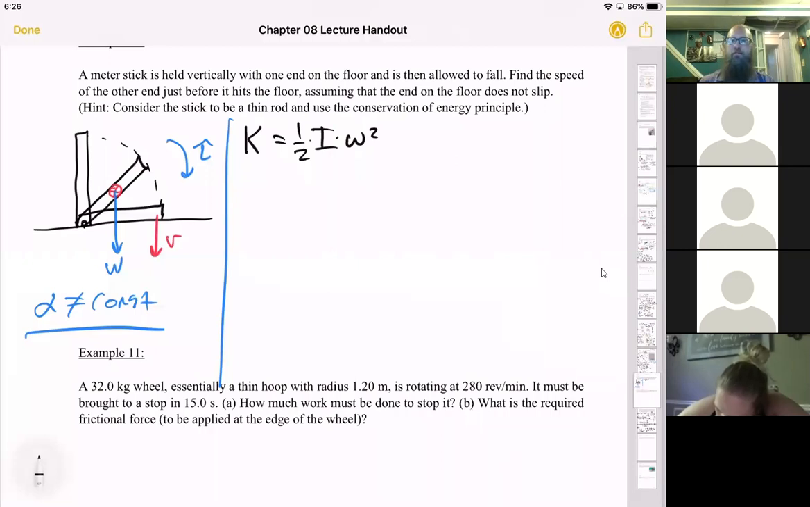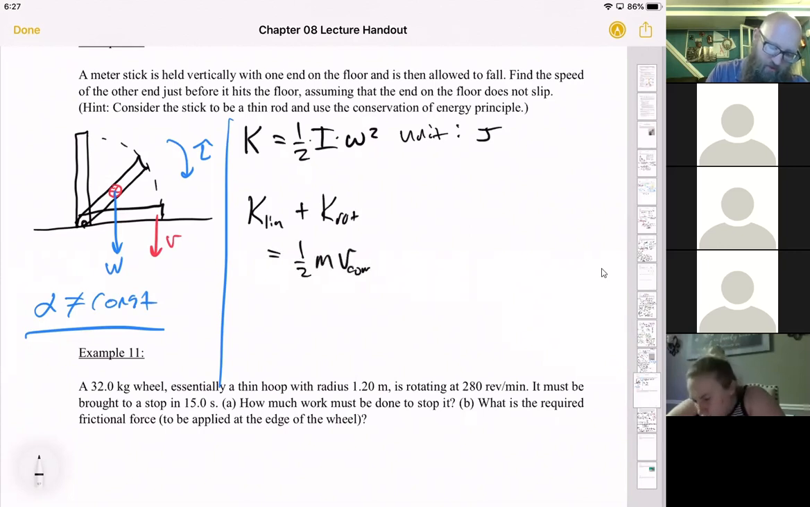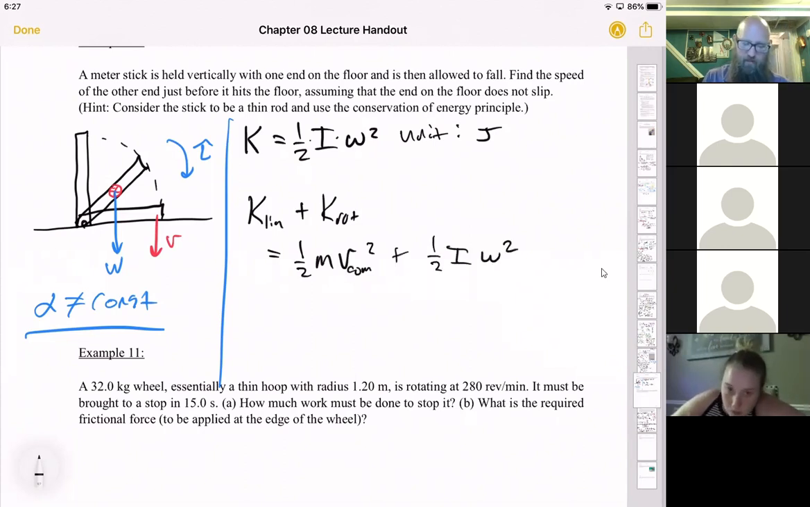You can derive that in a very analogous way to how we derived regular kinetic energy. This is not a different unit. I say rotational kinetic, but it's just kinetic energy due to rotation. The unit here is still a joule. If I have a rolling object, the total kinetic energy is the linear expression plus the rotational expression. So I'd have to do half m v center of mass squared plus half I omega squared to get the total energy of that thing.